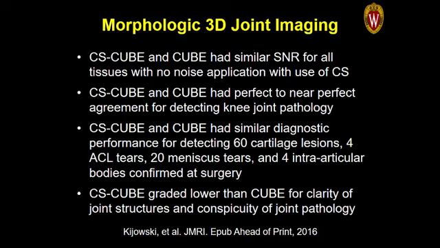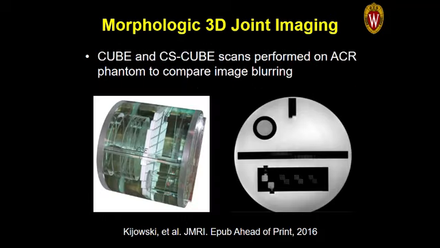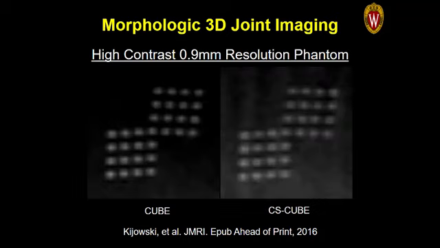Now, in order to further investigate this lower clarity of joint structures and conspicuity of joint pathology, we performed the CUBE and compressed sense CUBE scans on an American College of Radiology phantom in order to compare the image blurring. This slide compares CUBE and compressed sensing CUBE images on a high contrast 0.9 millimeter resolution phantom. Note the greater image blurring on the compressed sense CUBE image when compared to the CUBE image.